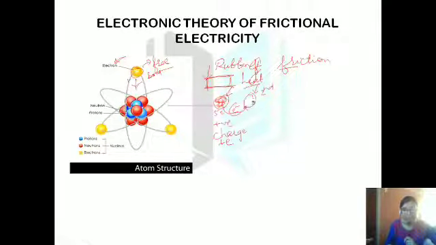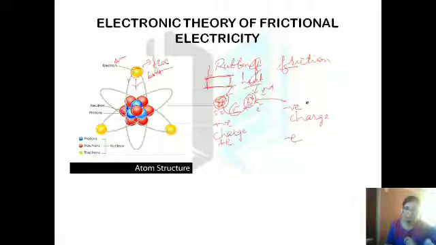Okay, and the second atom is acquiring this electron. Suppose the second atom has 5 protons and 5 electrons. So when it gains 1 electron, there is an excess of negative charge. So we call it negatively charged. Okay, so when it acquires negative charge, it becomes negatively charged. And what is the charge presented? It will be minus e.